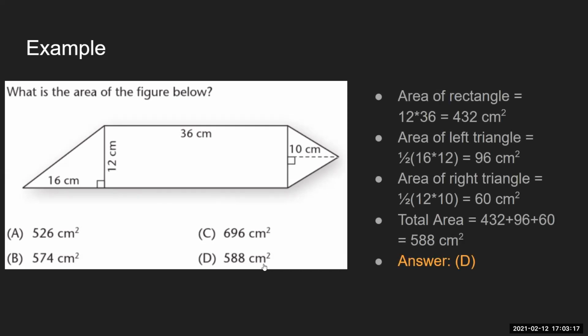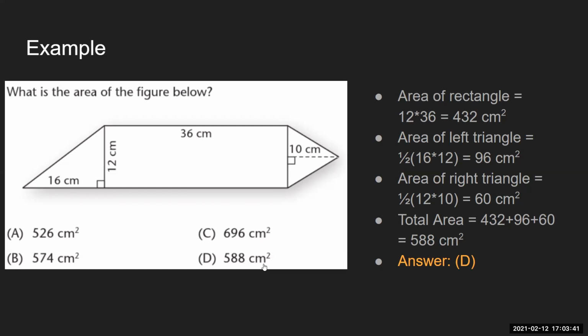Length times width. So we have 12 times 36, which gives us 432 centimeters squared. Then we would find the area of the left triangle. So area of the triangle, 1/2 base times height. So that's 1/2 times 16 times 12, which gives us 96.